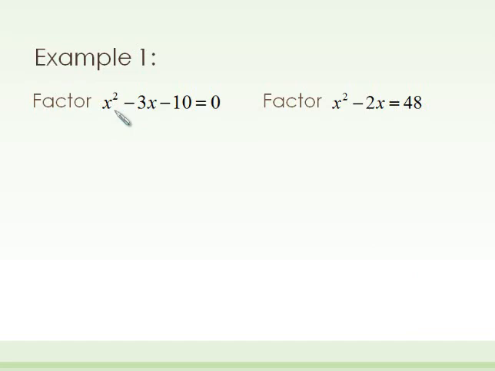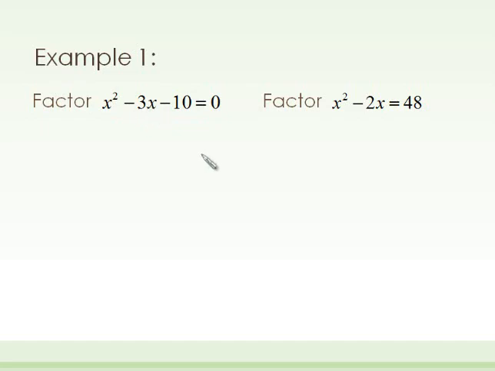Here we have a quadratic. A quadratic is something that has a variable to the second power. So here we have x squared minus 3x minus 10 equals 0. And in order to solve for x here, there's no way that you could do it by just pulling out a common variable and solving for x. So we would need to factor.